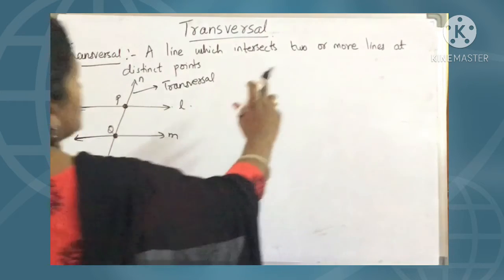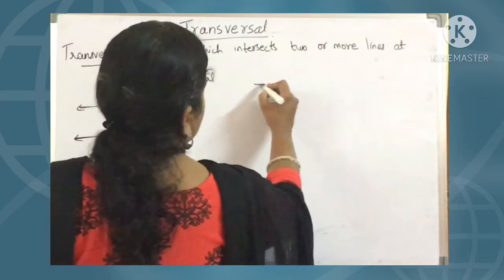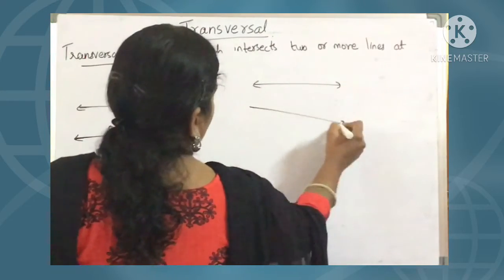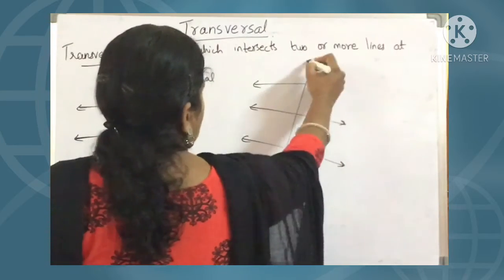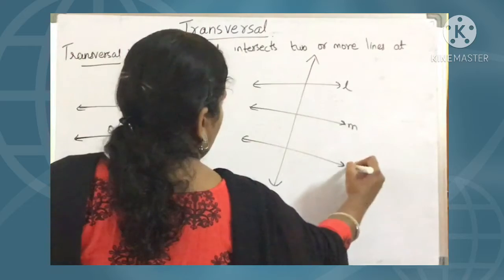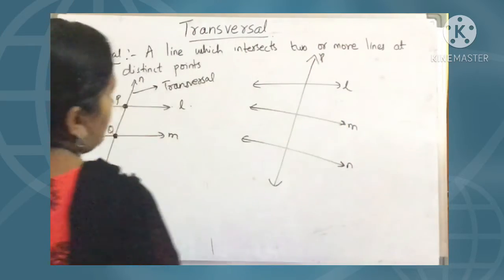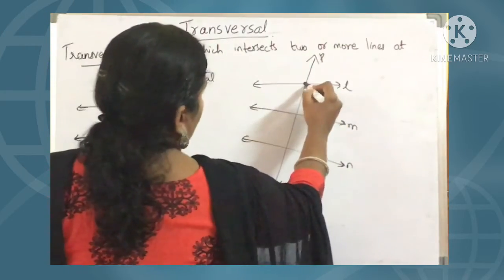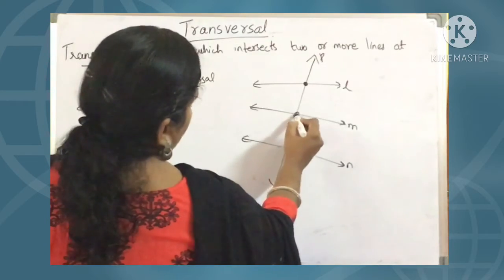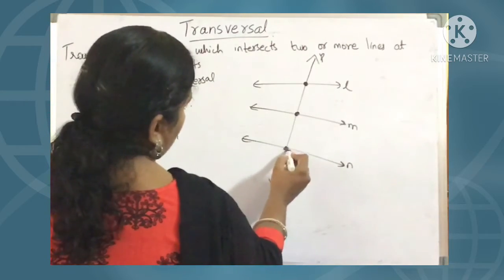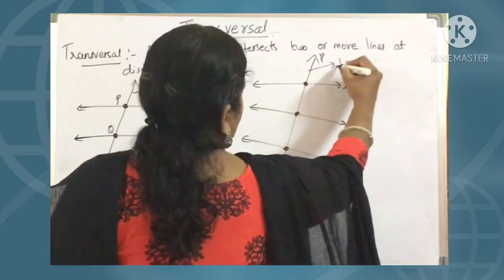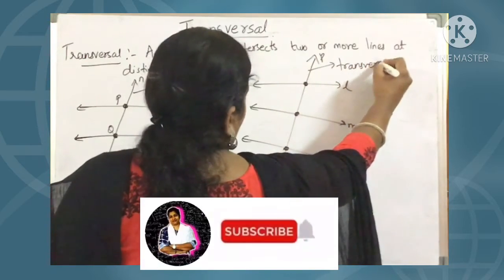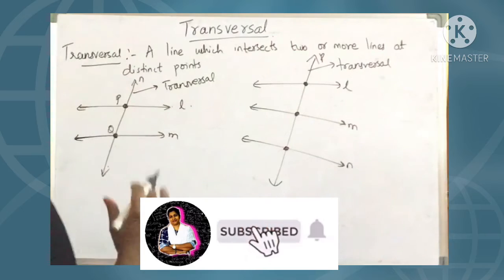Here, a transversal is a line which intersects two or more lines. It can intersect two or more lines. Suppose these are lines L, M, N, and this is the line P. P is intersecting at a point here, and at a point here and here. So it is intersecting the other lines at different points, isn't it? So we call this line P a transversal. It should not intersect at the same point.